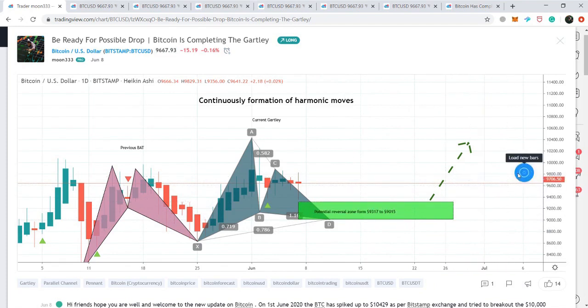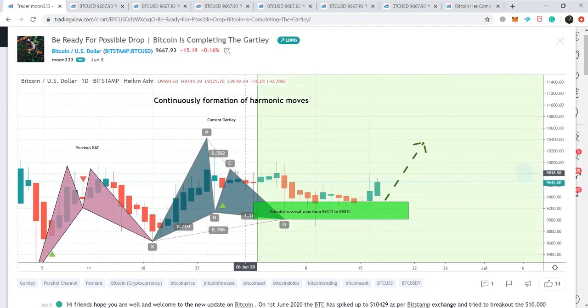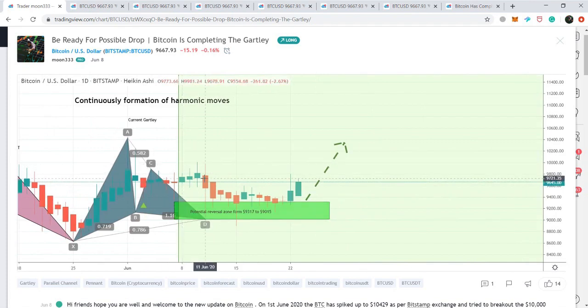I just posted this chart on 8th of June, and you can see now the price action. After playing this chart, we can see that the price action finally completed the final leg of this bullish Gartley pattern and moved up. In fact, this was the bullish Bat pattern. I tried to catch this pattern a bit early. In fact, this was the B leg and this was the C leg.